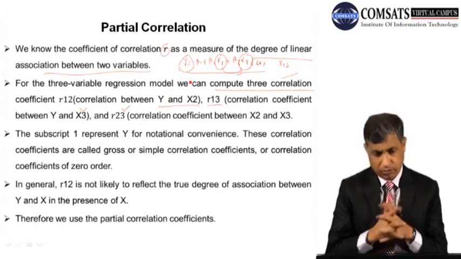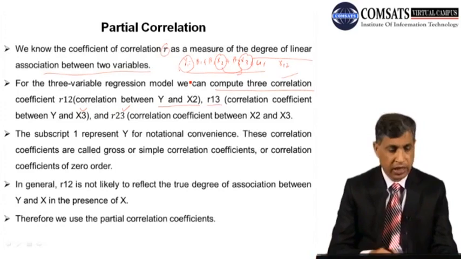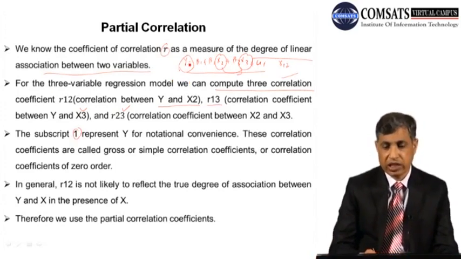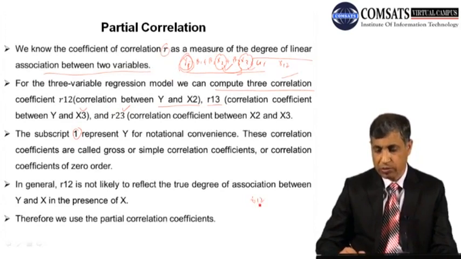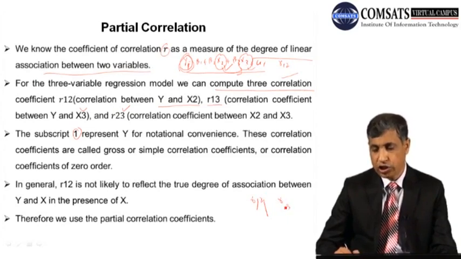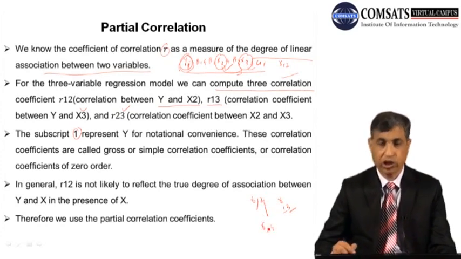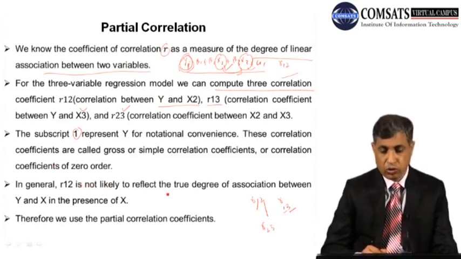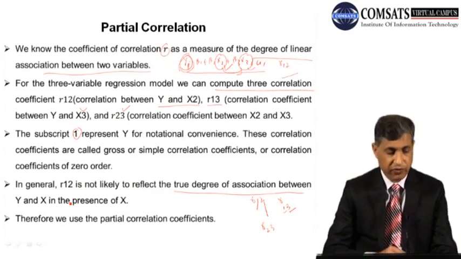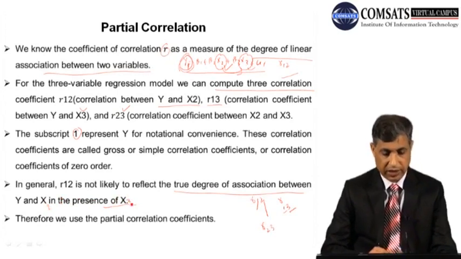So can it cause some problem? We will see just now whether there is any problem. The subscript 1 is attached to y, 2 to x2. So R12 means the correlation between y and x2. R13 is the correlation between y and x3. R23 is the correlation between x2 and x3. In general, R12 is not likely to reflect the true degree of association between y and x2 in the presence of x3.